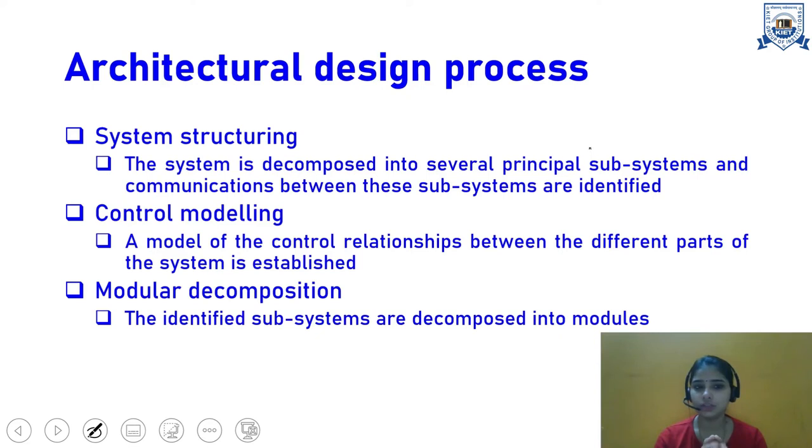In control modeling, the control relationship between these subsystems is established. I hope you know about controlling. And third is your modular decomposition. When you have identified the subsystems, each subsystem is decomposed into modules in such a way that the individual module is complete and independent. I hope now you are able to understand all these things.